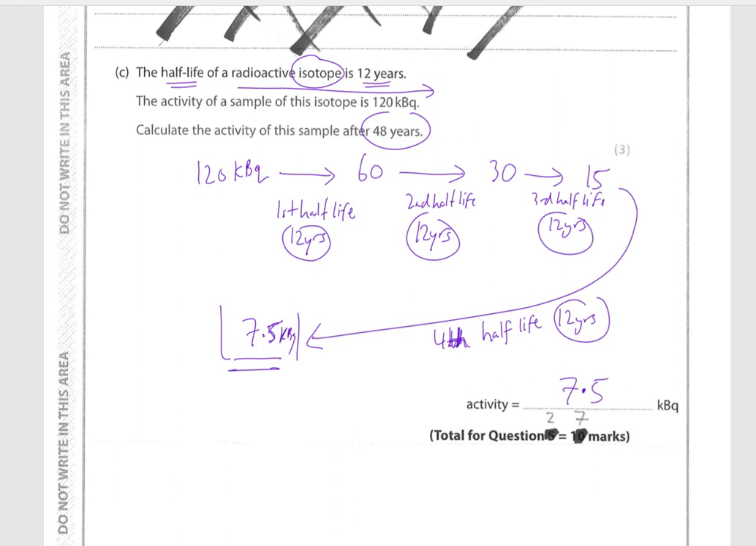So half, half, half. That's how long. After 12 years, it goes to 60. After another 12 years, it goes to 30. After another 12 years, it goes to 15. And after another 12 years, it goes to 7.5. And altogether, 12, 12, 12, that is 48 years gone by. Okay, 3 marks.